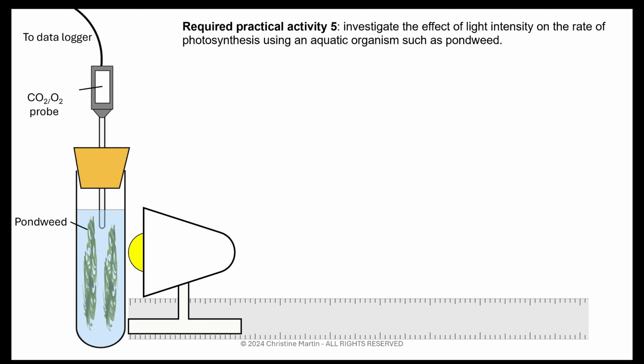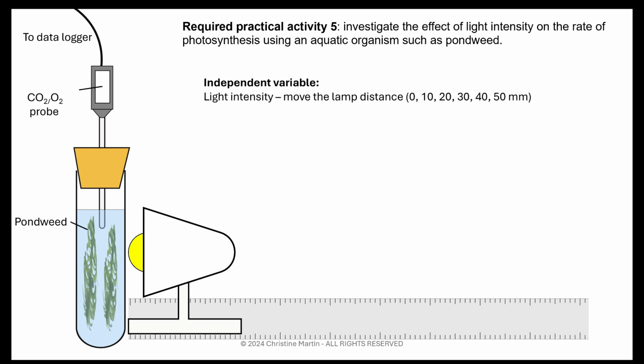Well, it's part of your required practical activity number 5 to investigate the effect of light intensity on the rate of photosynthesis using an aquatic organism such as pondweed. So here I have my light source. I have my pondweed, which is in my boiling tube. I have a bung on top, and I have a probe which is going to either detect carbon dioxide levels within the solution, or it could be detecting the oxygen levels. That is then connected to a data logger.